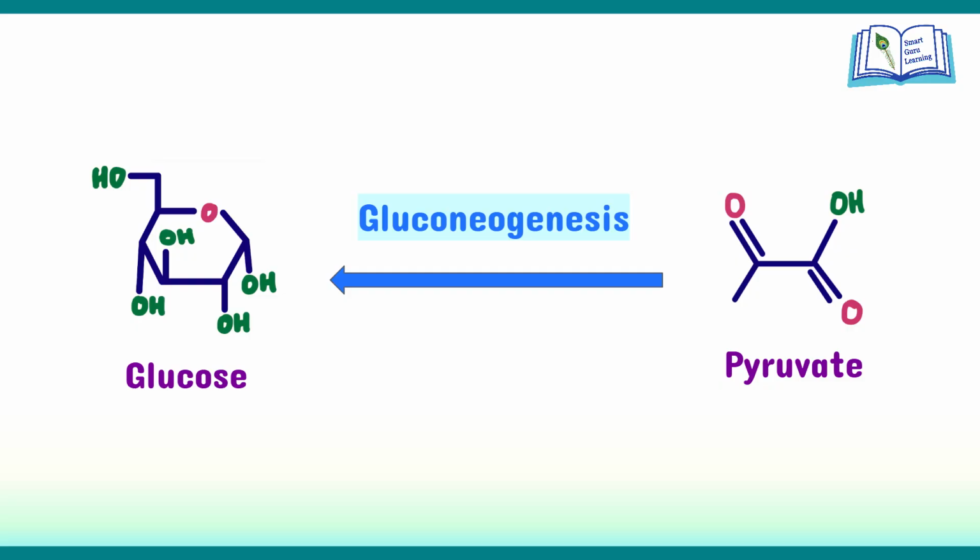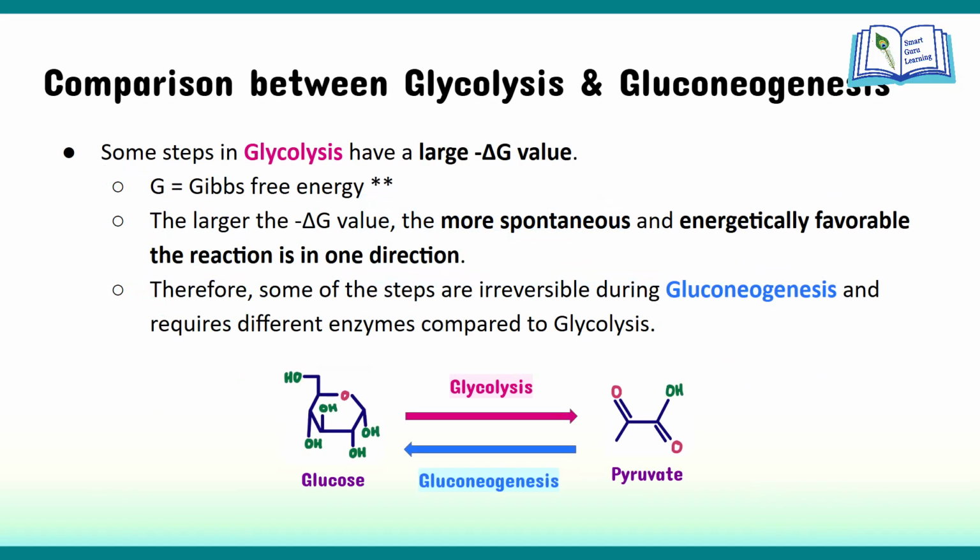Now, gluconeogenesis is the opposite metabolic pathway compared to glycolysis because in gluconeogenesis, 2 molecules of pyruvate are converted to 1 molecule of glucose. Some of the steps in glycolysis have a greater negative delta G value, and hence, these reactions are strongly energetically favorable in one direction. Therefore, some of the steps in gluconeogenesis are irreversible, and so during gluconeogenesis, different enzymes or reactions are required to overcome this.